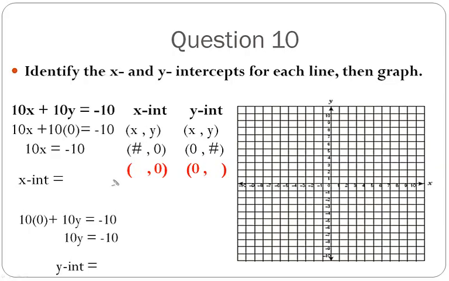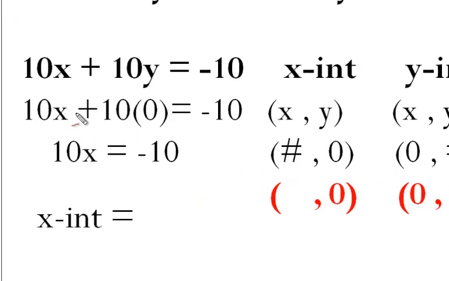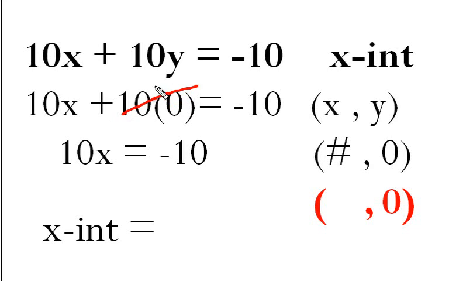Okay, on this problem we're trying to do the same as we did on the question before this. We're trying to find the x and y intercept. So as we did before, the x-intercept is at the point where x is some number and y is 0. So we're going to plug in 0 for y. And when we do that, that cancels out this term. Okay, and we get left with 10x is equal to negative 10.